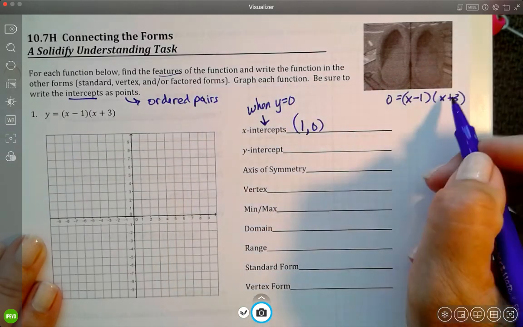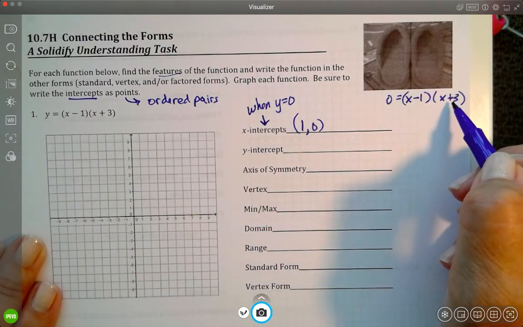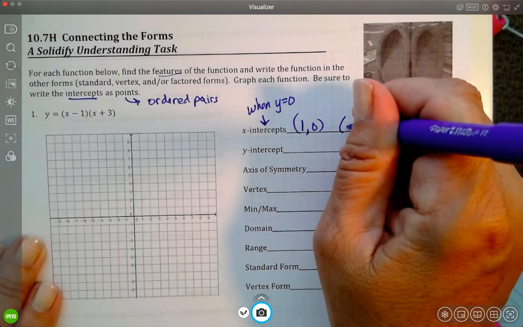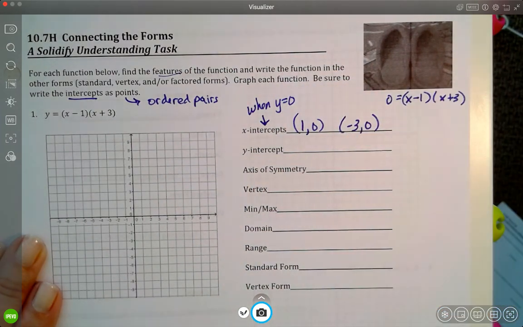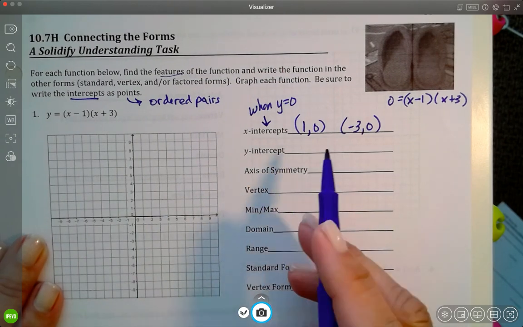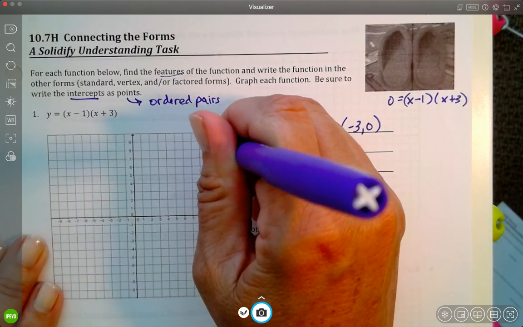And the other one, what would make this parentheses 0? -3. -3 plus 3 is 0. So that's my other x-intercept. Now how do I get the y-intercept? Well, the y-intercept is when x equals 0.